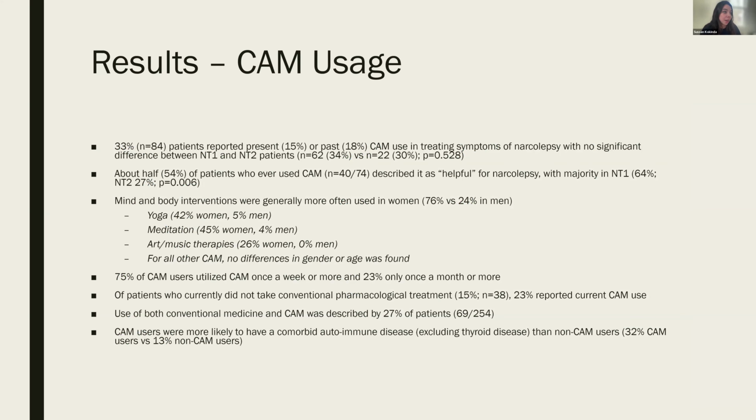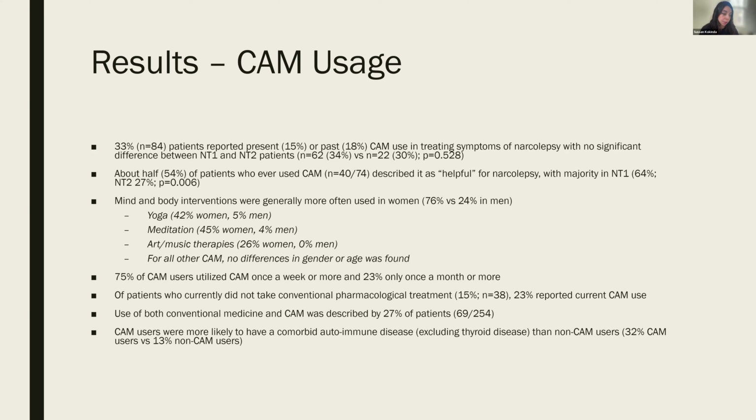All right, so the results. So what they found was that 33% of the patients reported either present or past CAM use in treating symptoms of narcolepsy, with no significant difference between narcolepsy type 1 and narcolepsy type 2 patients. About half of the patients who ever used CAM did describe that it was helpful for narcolepsy, with the majority of it being narcolepsy type 1.